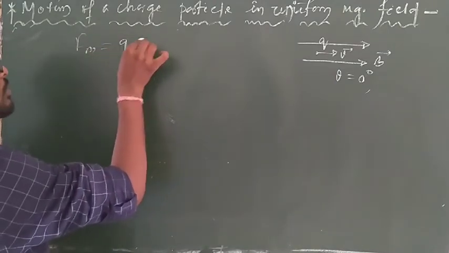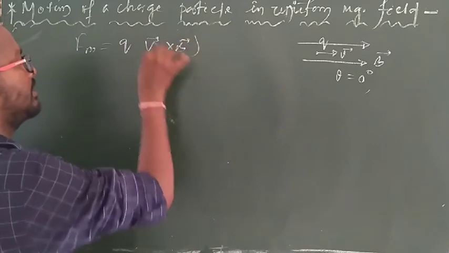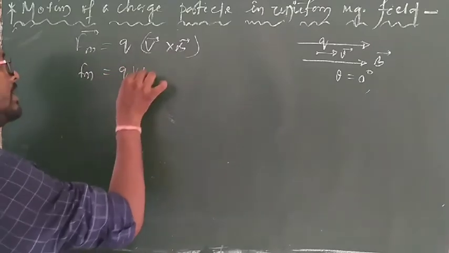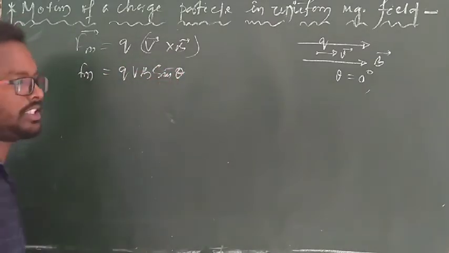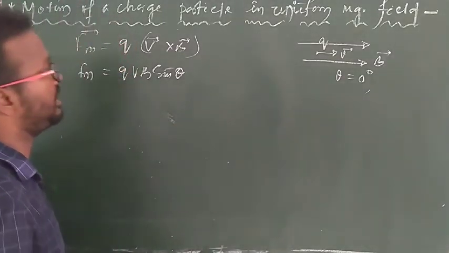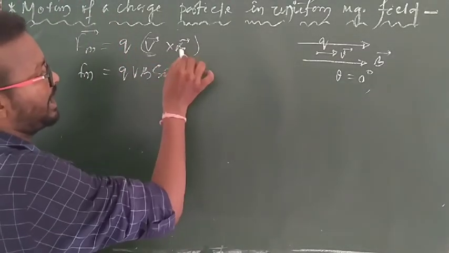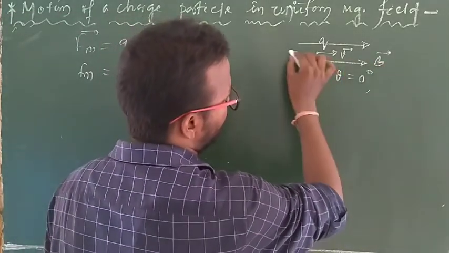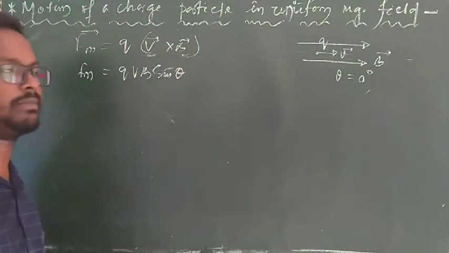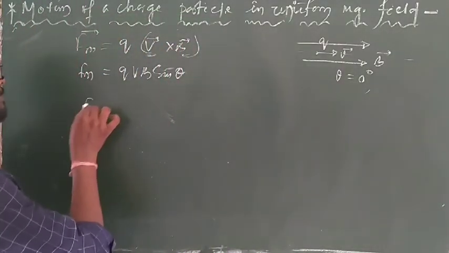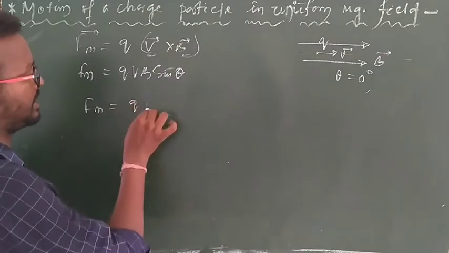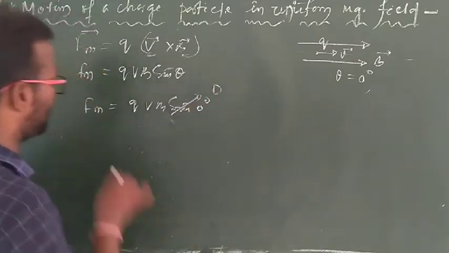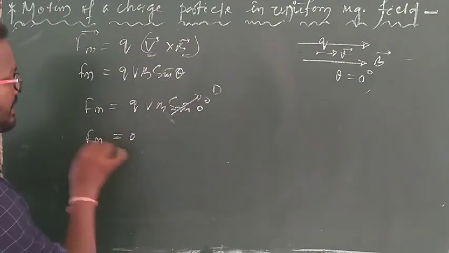Fm equals Q V cross B, and it is a vector quantity. So its magnitude can be written as QVB sin theta. What is theta? Here theta is the angle between the velocity of the charged particle and the magnetic field. Because the charged particle is moving along the direction of the magnetic field, the magnetic force experienced by the charged particle is QVB sin 0 degrees. And you know the value of sin 0 is 0. Now the force experienced by the charged particle is 0.